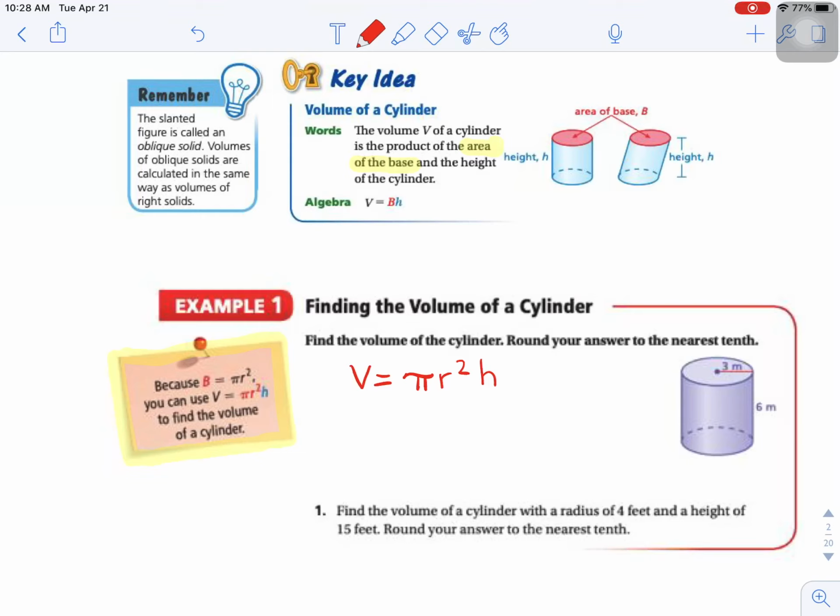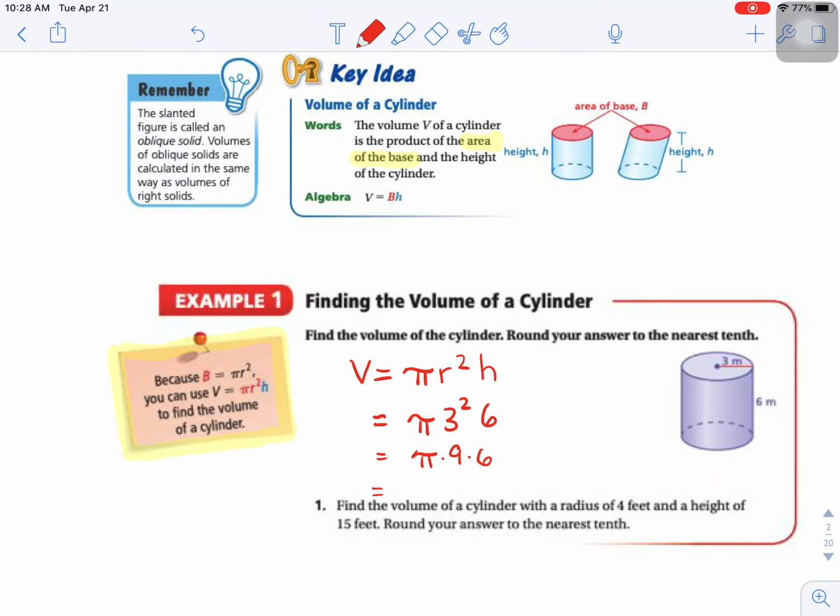So if we were looking at this first example, all we need to do is substitute in my pieces. My radius is 3 and my height is 6. So that gives me 9 times 6, which would give me 54 pi. And then it said round your answer to the nearest tenth. So if I put that in my calculator, that would give me about 169.6, and volume should be units cubed.